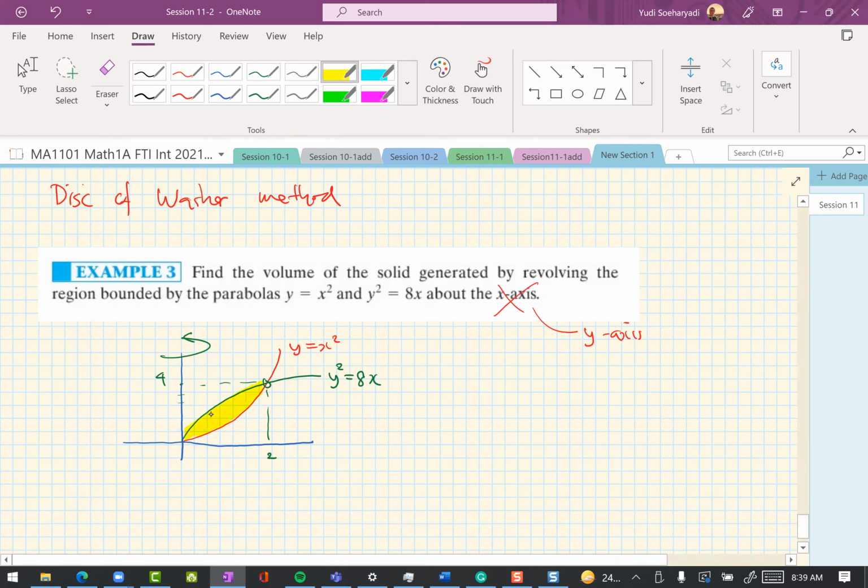But what we do here is slightly different. So let's partition this one. If you revolve around the y-axis, this is what you get. Of course, this is not a disk or washer. But we try to compute this one here. Okay, so partitions.